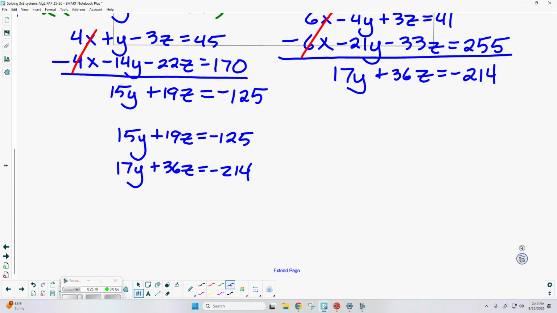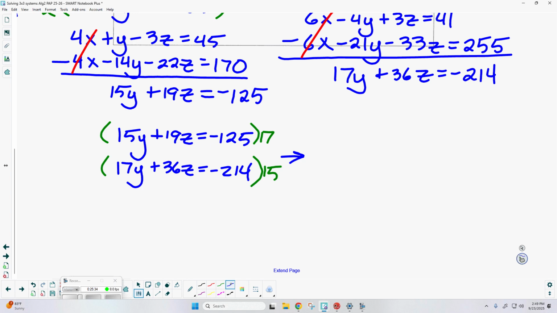Okay. So in this case here, I'd probably just go ahead and multiply the top one by 17 and then multiply the bottom one by 15. Because that's going to definitely give me the same coefficient. Everybody agree with that? Okay. And don't let it bother you that we're going to get these large products because we've got our scientific calculator, so we're good to go.